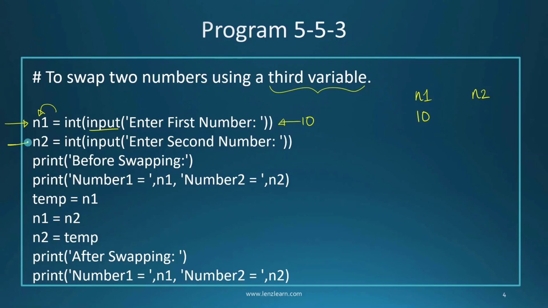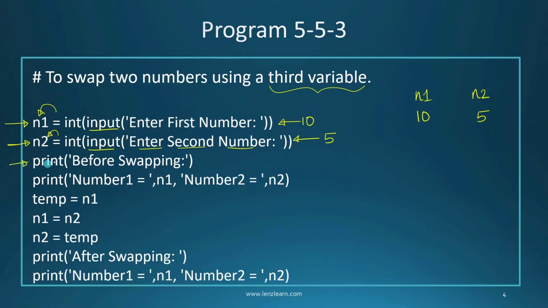Now interpreter will go to the next line. There also I have another input function. Now in the output terminal it will be printed enter second number, and then our input function will wait for the user to make an entry. So assume that I entered 5. So 5 will be stored into n2. So now n2 has 5.